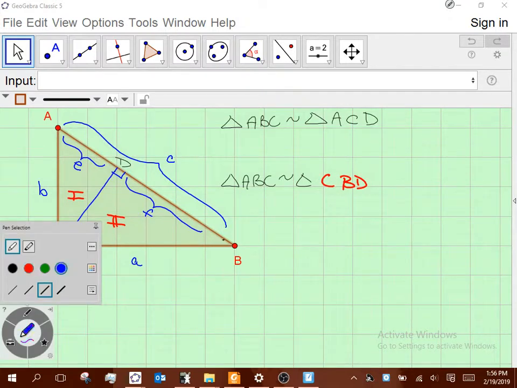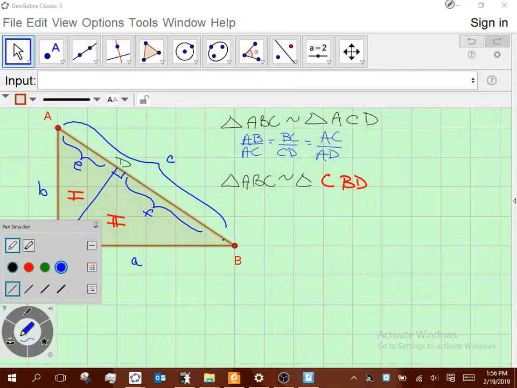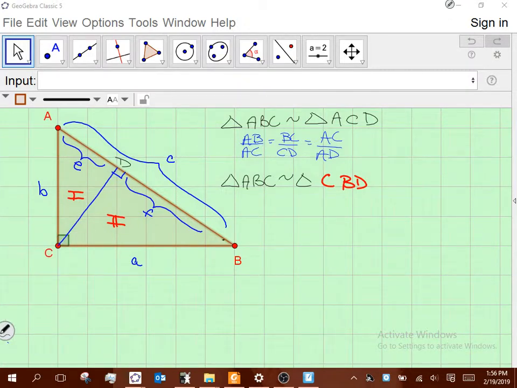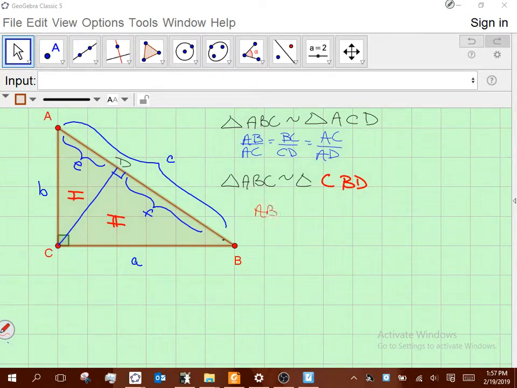Okay, so now from those two things, can I create proportions? Can I create three ratios that are equal? All right, so let's say AB over AC is equal to BC over CD, which is equal to AC over AD. Okay? Let's talk about these bottom two. Let me do these in red. We can say AB over CB equals BC over BD equals AC over CD. Okay, and those are what we talked about with similarity, right?